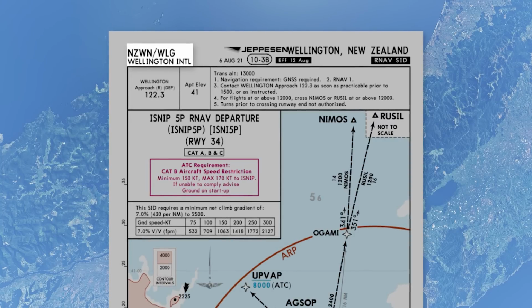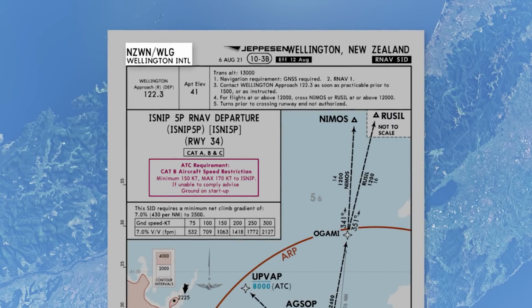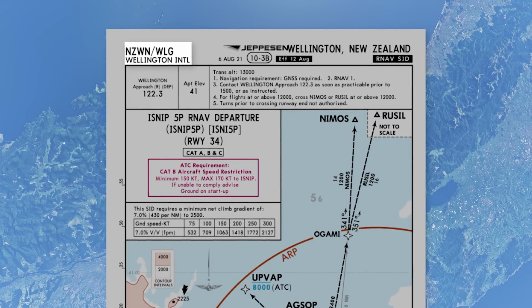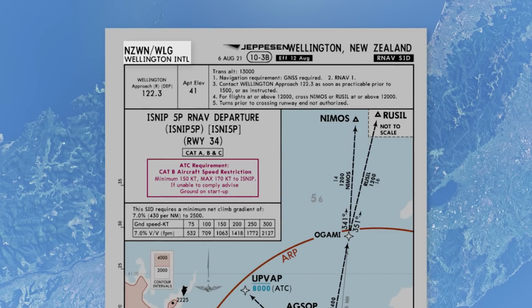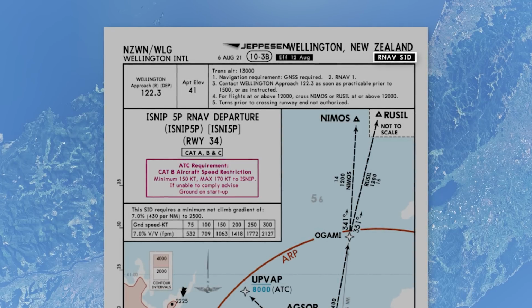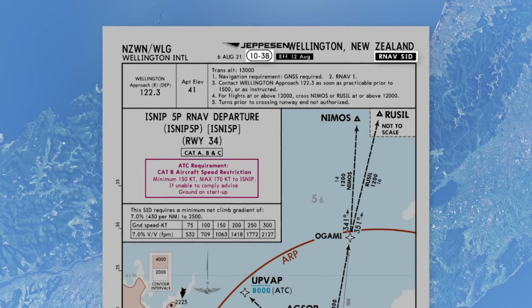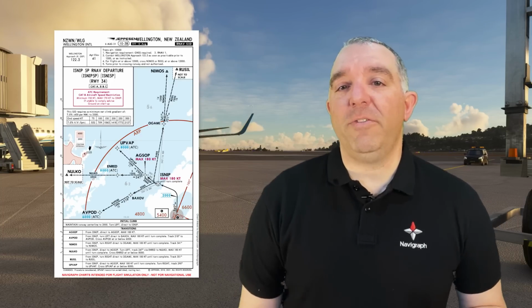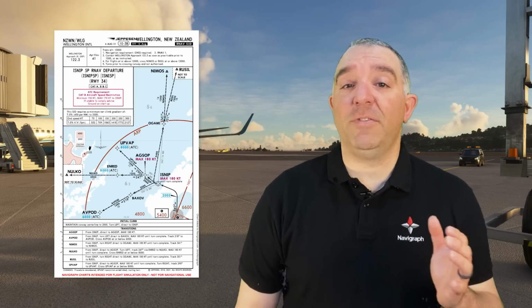On this chart, you should know about this part here. We discussed this in our first tutorial on our channel. But just for the new folks, we're at November Zulu Whiskey November, or WLG, Wellington International. It's an RNAV SID chart on page 10-3B. We will go through this briefing methodically by going from left to right.